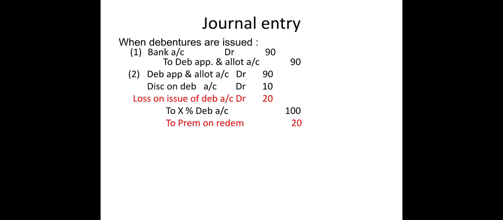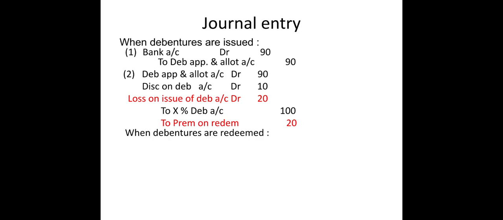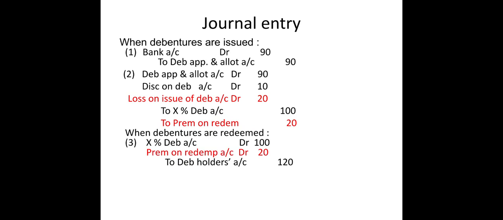Now let's learn about entry number 3. In entry number 3, student, both the accounts will be debited, debentures account and premium on redemption account, with same amount 120. So you can see in journal entry: X person debentures account debit 100, that is the face value, premium on redemption account debit 20, and to debenture holders 120, because we are supposed to pay 120 to debenture holders. So we are writing 120 against debenture holders.